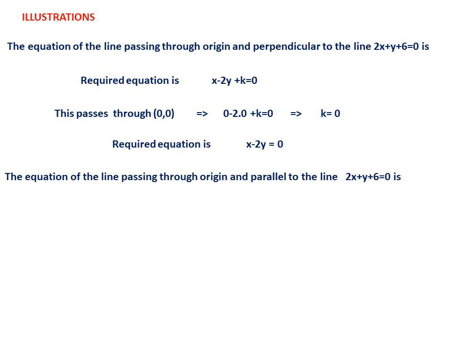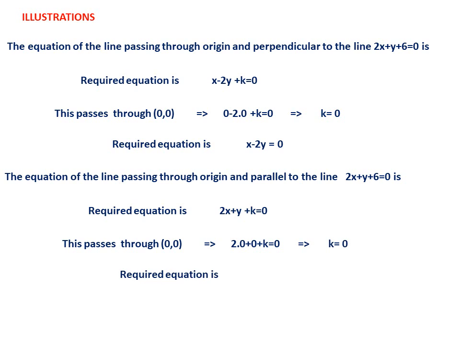Directly we can write. Similarly, suppose it is parallel. Then, with the same method, the required equation will be 2x plus y plus k equal to 0. Earlier it was x minus 2y, reversed. Here you write the same thing, 2x plus y, plus k equal to 0, for parallel. Substitute 0, 0, so once again k is 0. Therefore the parallel line is 2x plus y equal to 0. These are the shortcut methods. It is always better to remember this type of shortcut.